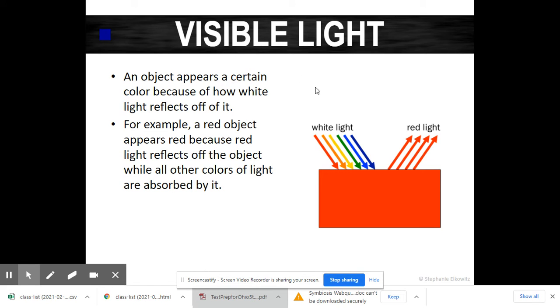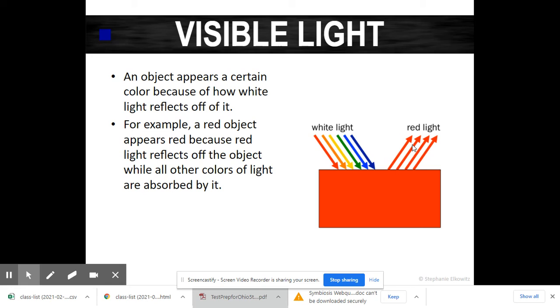An object appears a certain color because of how that white light is reflecting off of it. So for example, an object that appears red to our eyes, it appears red because the red light is reflecting off the object, while all of the other colors of the light are absorbed.